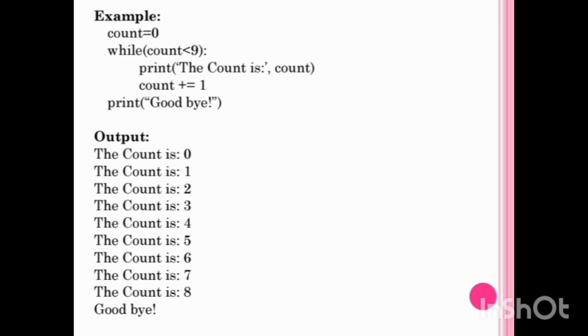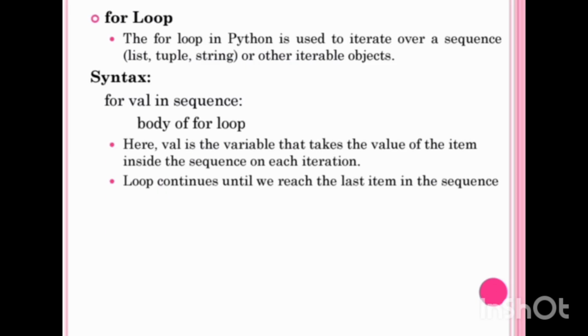Here, the while block checks 0 less than 9. The condition is true, 0 will print. Next, the condition is there in the place of count 0. So 0 plus 1 equal to 1. Again check 1 is less than 9. The condition is true. 1 will print. Till 8 the numbers will print. If the number is 9, the condition is false, so out of the loop, goodbye will print.